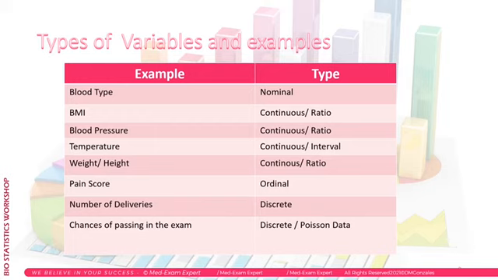So here, for easier studying, I enumerated for you the types of variables and their examples. Your blood type is under nominal, your BMI, continuous variable, under ratio, blood pressure, continuous ratio, temperature, continuous interval, weight and height, continuous ratio, pain score is ordinal, number of deliveries is discrete, chances of passing in the exam is discrete under Poisson data.